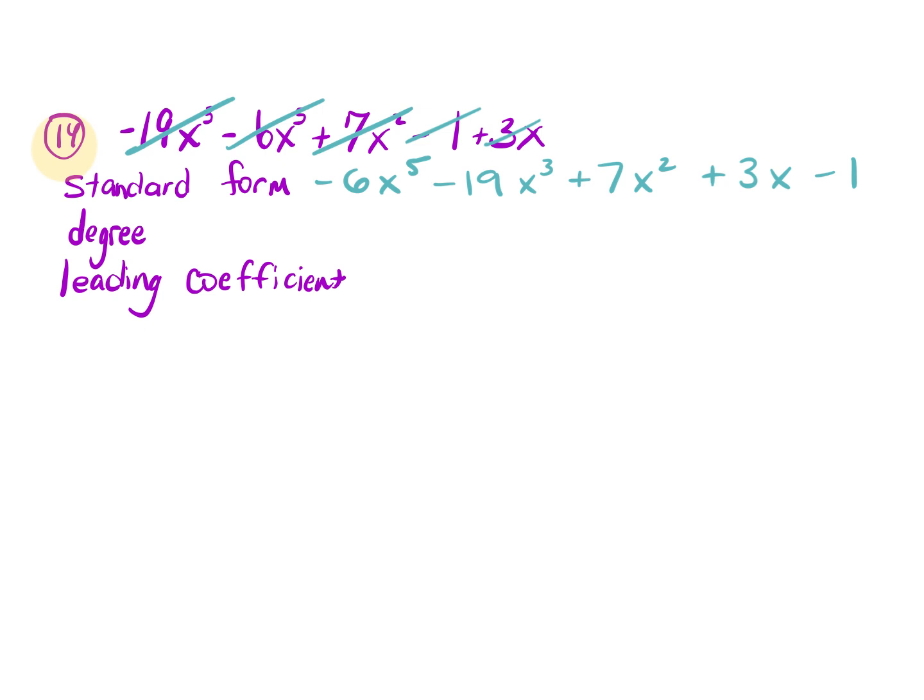What is our highest degree? 5. So the degree of this would be 5. What's our leading coefficient? Negative 6. The leading coefficient is the number in front of your highest degree term.